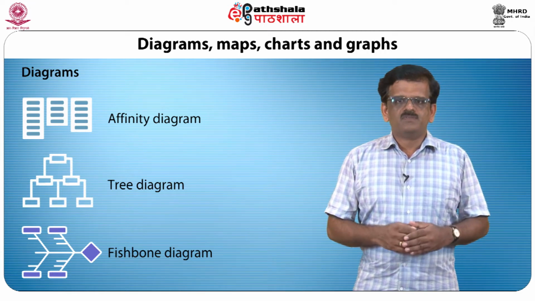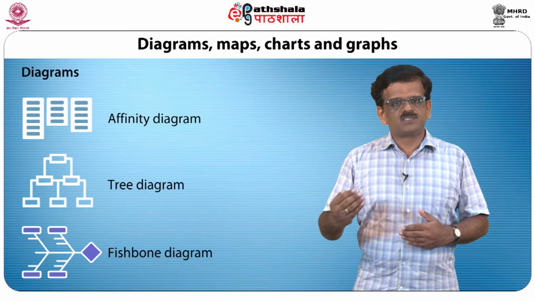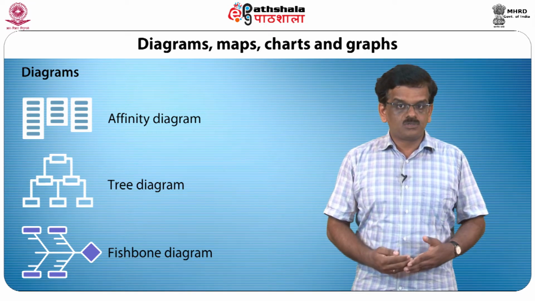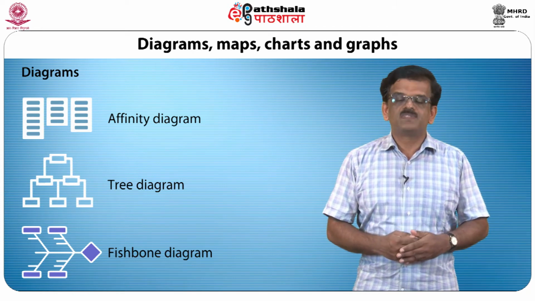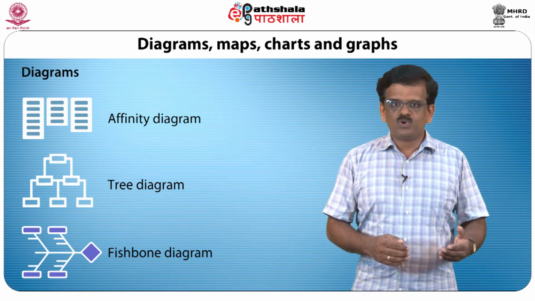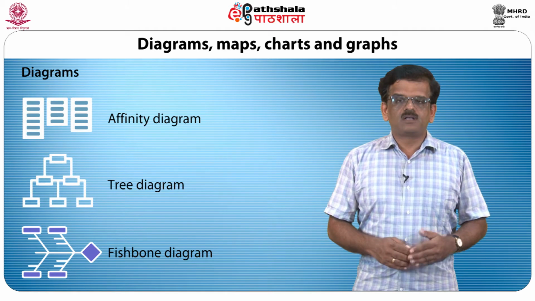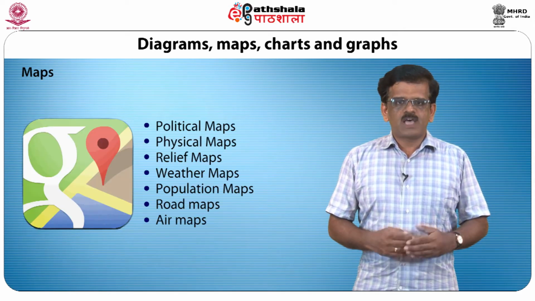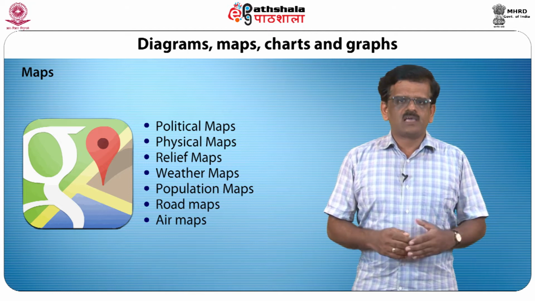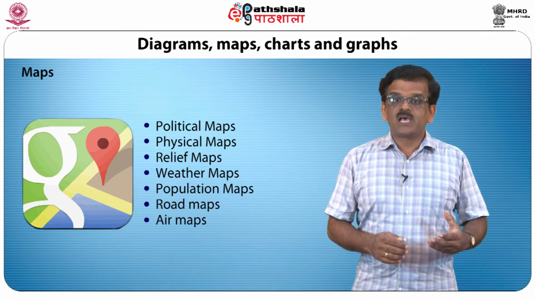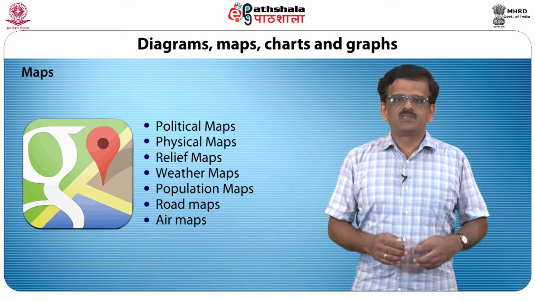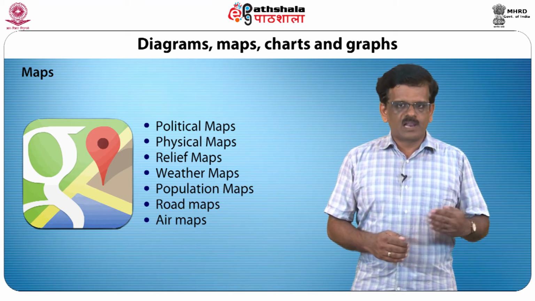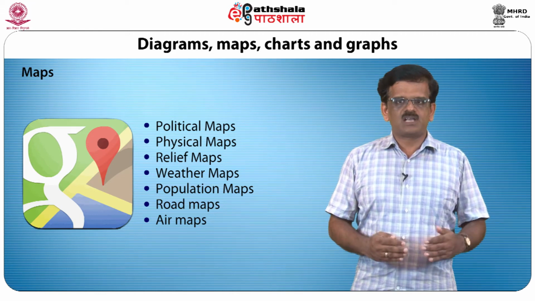Tree diagram is used to identify various tasks that must be accomplished to complete a project or to achieve a specific objective. The other diagram is the fishbone diagram, which explains the cause and effect of a particular phenomenon. Maps. Maps are informative diagrams which represent proportionality of the surface of a region, country and the world. The maps convey the message by lines, symbols, words and colors.